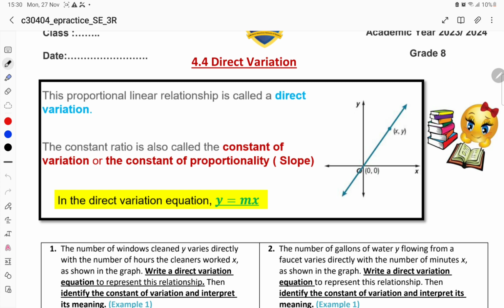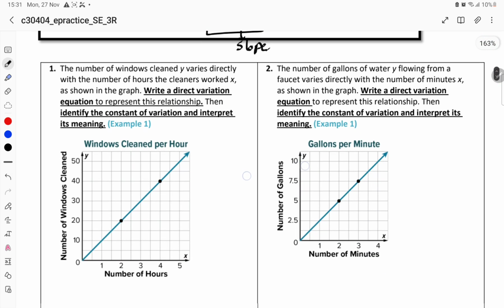So there is something called the slope that we were studying before. What is the slope? y2 minus y1 over x2 minus x1. This is the slope rule, or we call it the rate of change. Another name: constant of proportionality or constant of variation. The main rule in this section is y equals mx, where m is the slope. Let's see an example.